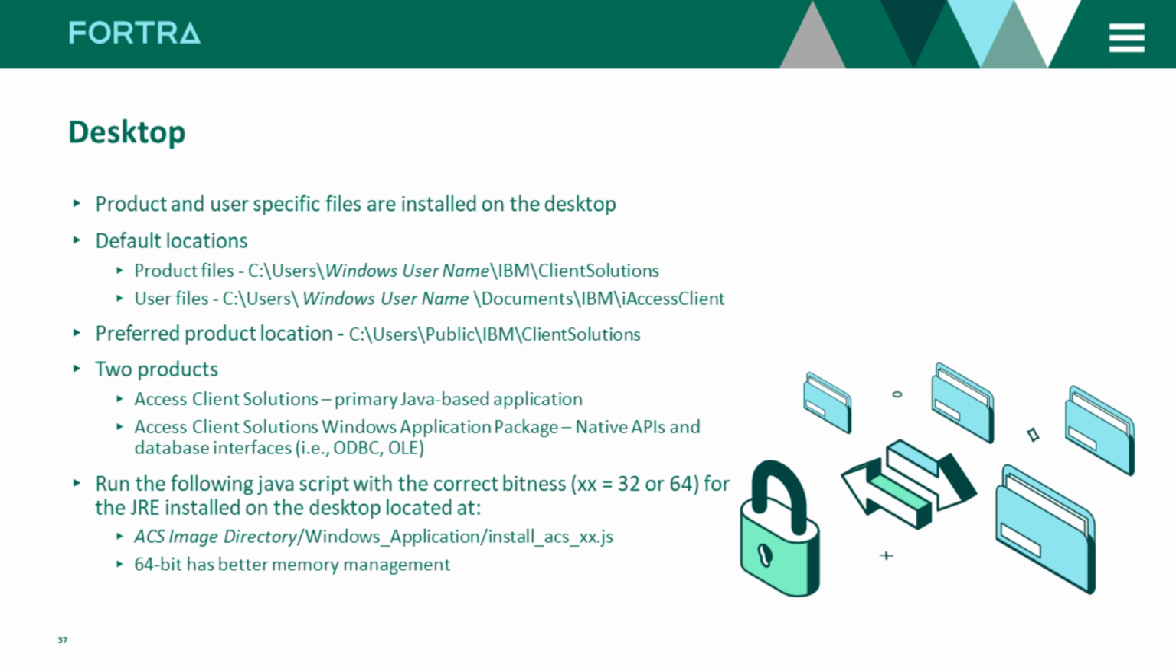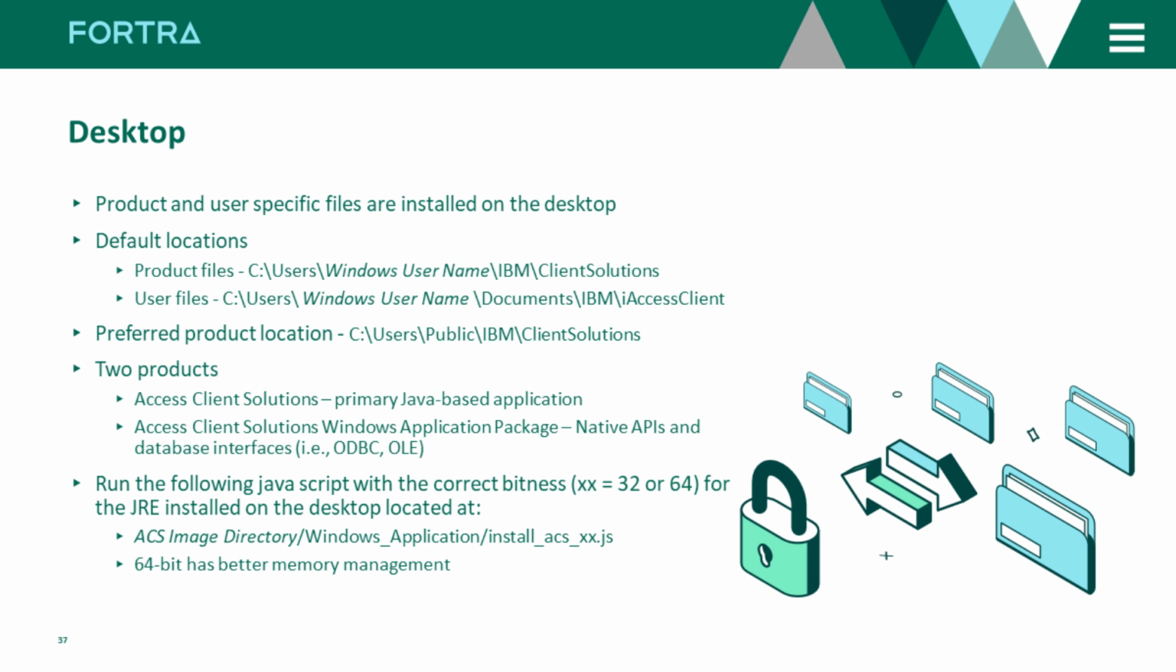So with the desktop, product and user-specific files are installed on the desktop. There are default locations for the install if you don't specify any special parameters or use the all-user function. The preferred product location for ease of management is in the public directory within users. The reason is that if it's installed in the users directory for each user, then you have to traverse those directories to find the instances when you want to do an update. So it's much easier to know where that software is installed.